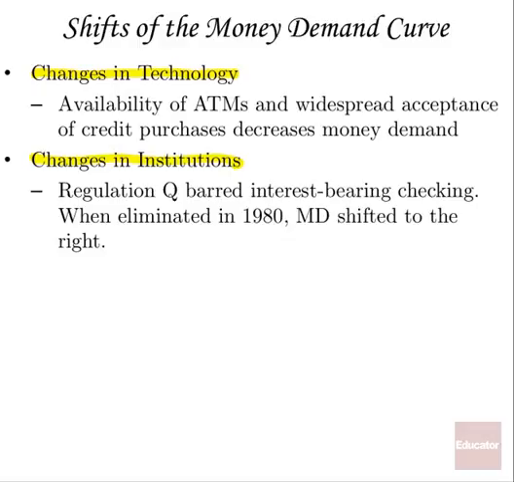When there's an increase in technology, like let's say there's only one ATM at your bank, but now they put ATMs everywhere. Okay, then what it does is it makes access to money a lot easier. And so the availability of ATMs and widespread acceptance of credit purchases actually decreases the money demand. So why hold on to cash when you know all these different places are going to take credit cards and they're going to have cash available for you?